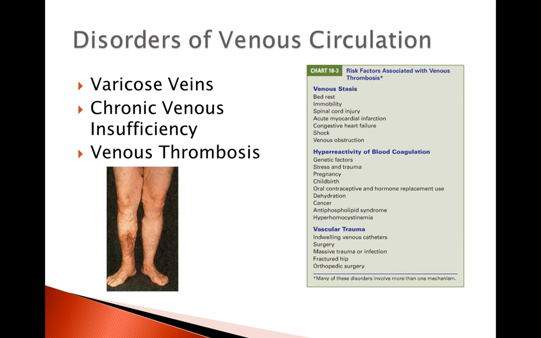And then finally in this lecture is the disorders of venous circulation. Now, I'm not going to lecture through on this. It's covered in pages 376 through 380. There's basically three things you want to look at: the development of varicose veins.